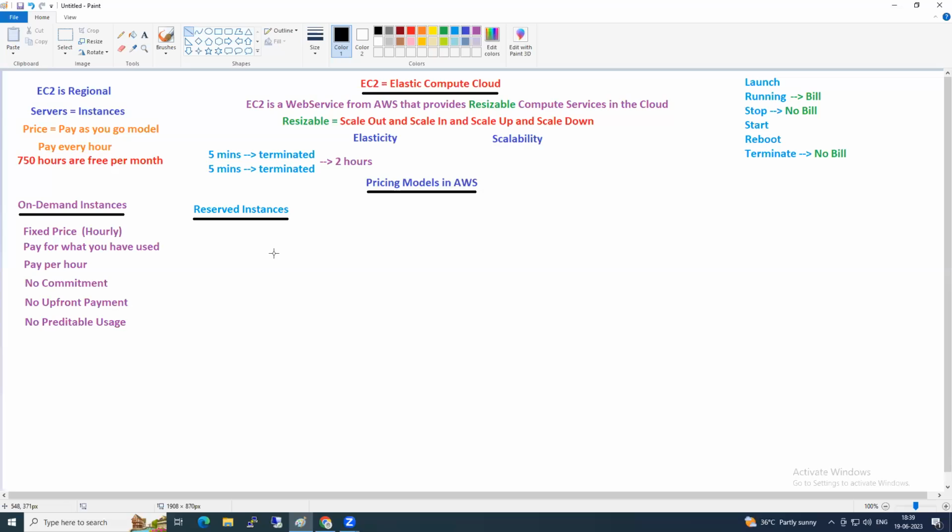Oh, there is a typo in predictable. This C should be there. Okay. So now reserved instances.